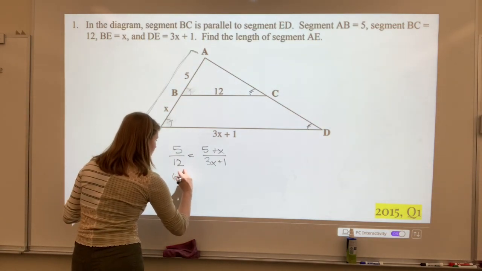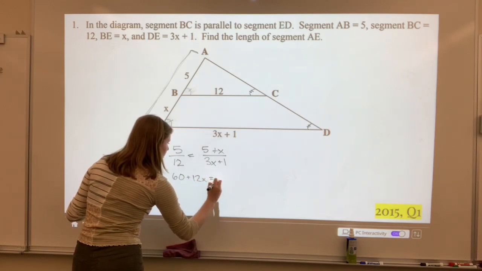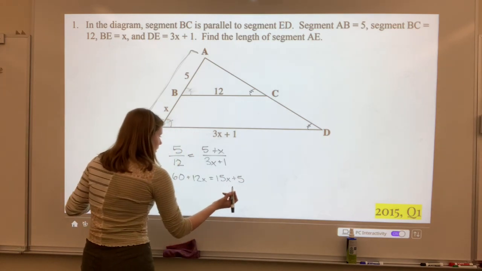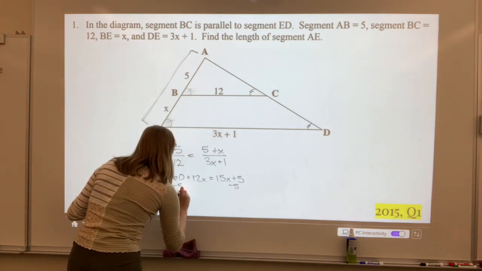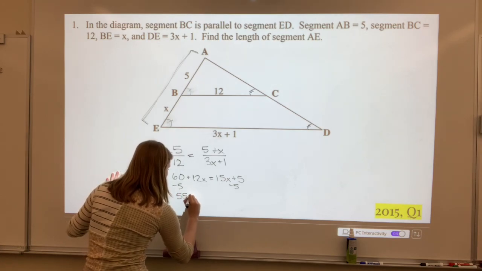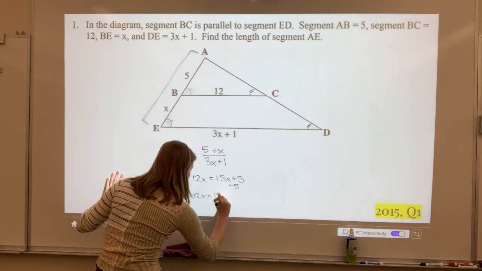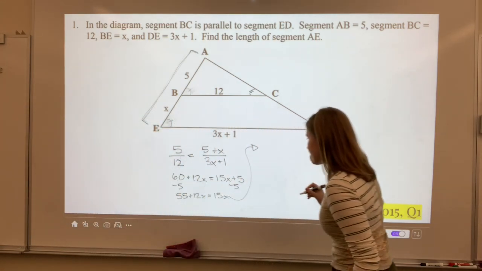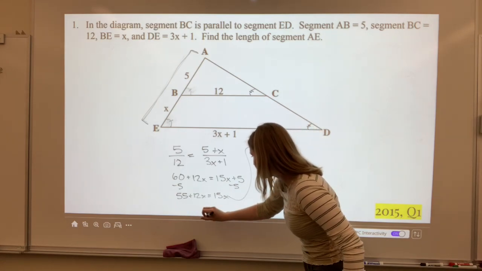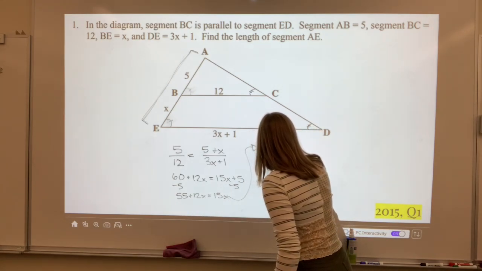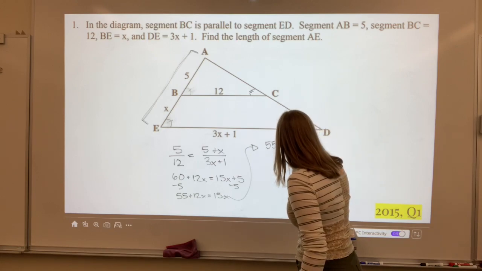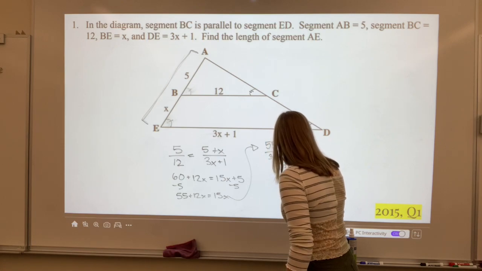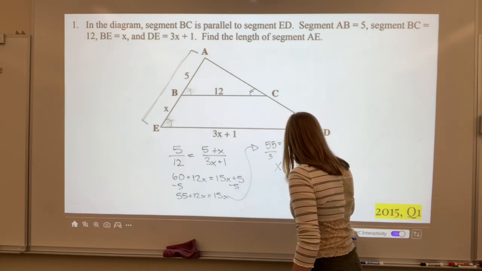So we have 60 plus 12x is equal to 15x plus 5. Subtract 5 from both sides. So 55 plus 12x equals 15x. I'm going to bring this back up here, and I'm going to subtract 12x from both sides. So we have 55 is equal to 3x. Divide both sides by 3. We have x is equal to 55 over 3.